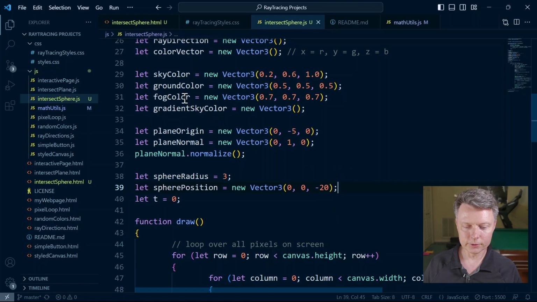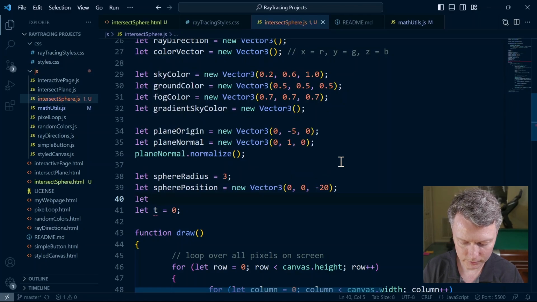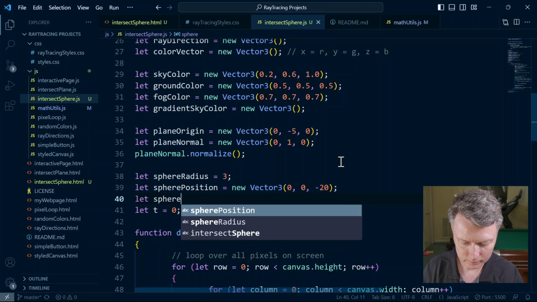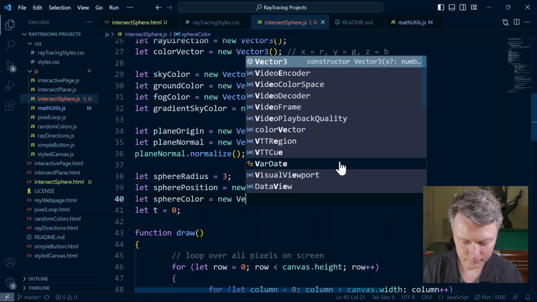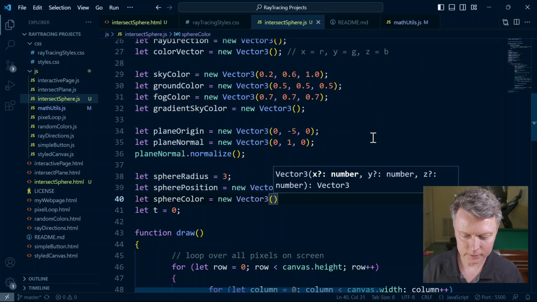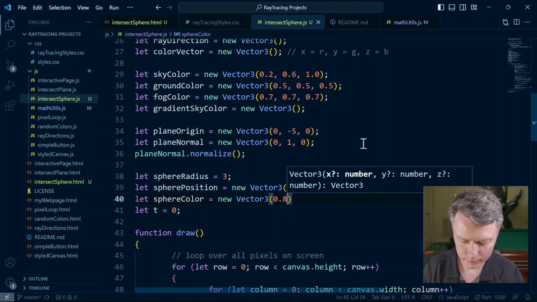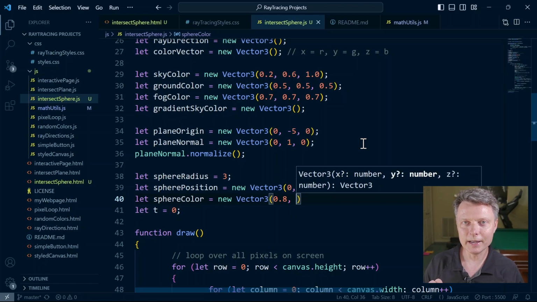And just like we did for the ground, let's give our sphere a color. That's also a Vector3. So let sphereColor equals new Vector3, opening parenthesis. And now we define the RGB channels for this color. As I said a moment ago, I think I want to start out with a red sphere. So let's give it a full red channel and then maybe just a little bit of green and a little bit of blue. So 0.8 in the red channel, and then just a tad in the green and blue.